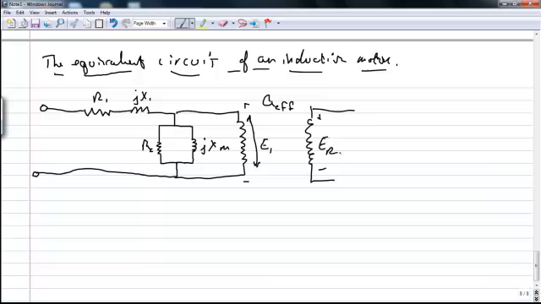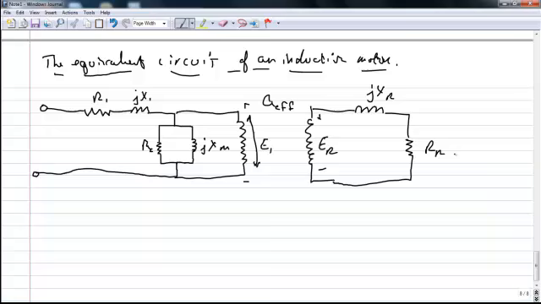We'll call this voltage ER. And here we have an inductor, jXR, and we have a resistor, R sub R. So R1 is our stator resistance, X1 is the stator leakage reactance, magnetization reactance X sub M, and magnetization resistance R sub C.